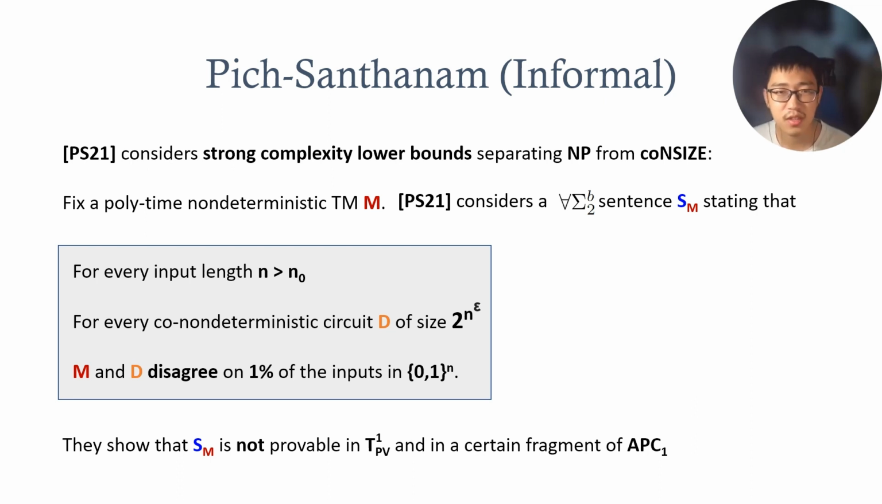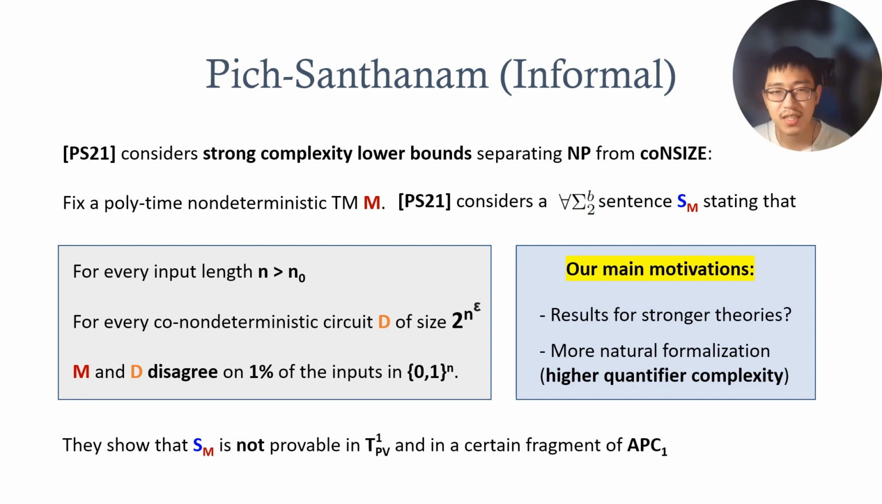The motivation of our research is to improve their unprovability result in two directions. First, can we obtain similar results for stronger theories rather than T1PV and a weaker fragment of APC1? For example, let's consider the standard APC1 or even stronger theories that correspond to the polynomial time hierarchy. And secondly, we want to have a more natural formalization of this lower bound. If you take a closer look at their lower bound, you can see that they formalize the hard language M outside of the theory, and we want to make it a part of the sentence, which leads to a natural formalization, but will increase the quantifier complexity, leading to some technical hardness of proving unprovability.